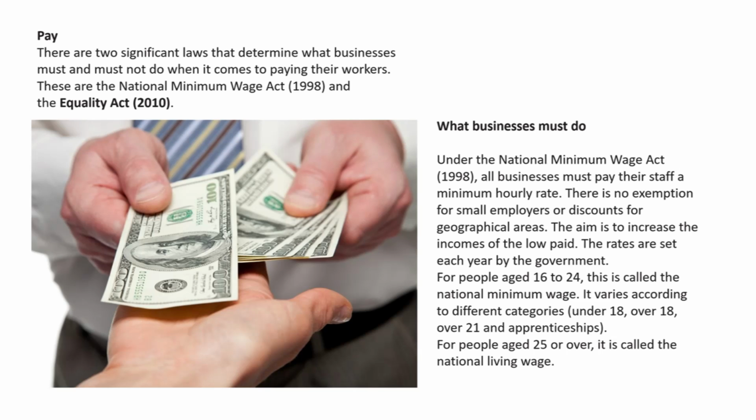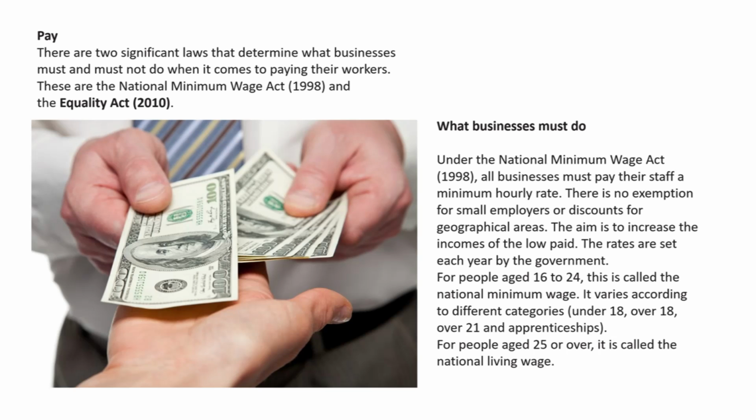Pay. There are 2 significant laws that determine what businesses must and must not do when it comes to paying their workers. These are the National Minimum Wage, as we mentioned earlier, and the Equality Act. So, what must businesses do? Under the National Minimum Wage Act 1998, all businesses must pay their staff a minimum hourly rate. There is no exemption for small employers or discounts for geographical areas. The aim is to increase the incomes of low-paid workers.